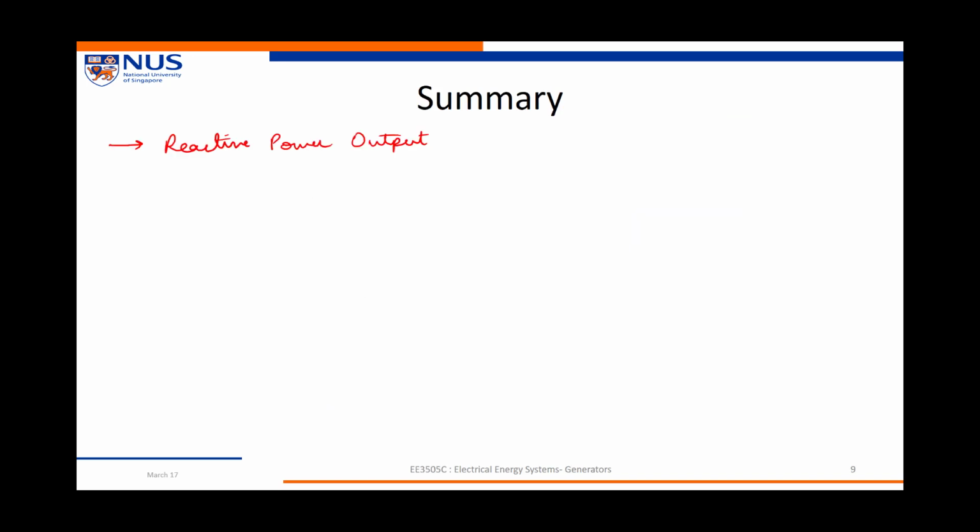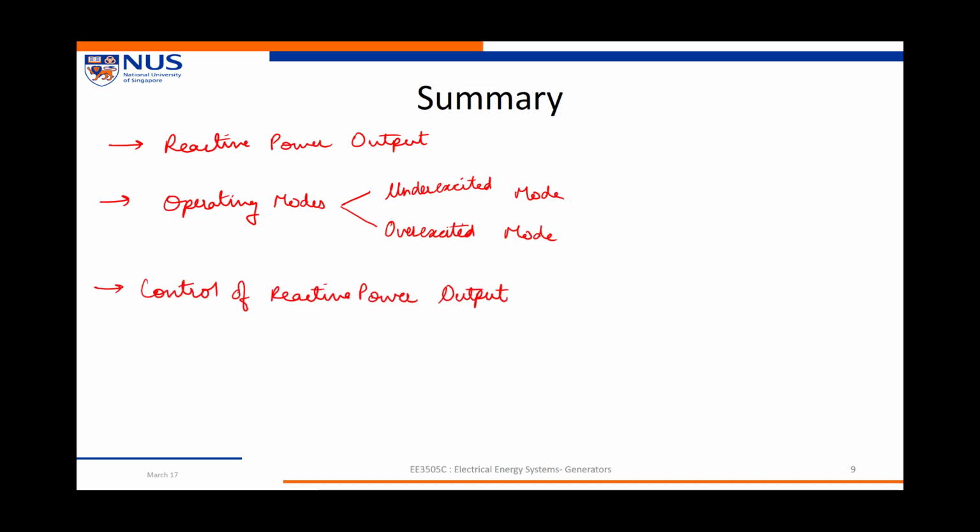In summary, we understood the reactive power output of a generator in the different operating modes of the generator, namely the under-excited and over-excited modes. And finally, looked at the control of reactive power output of generator by changing the excitation voltage of the generator.